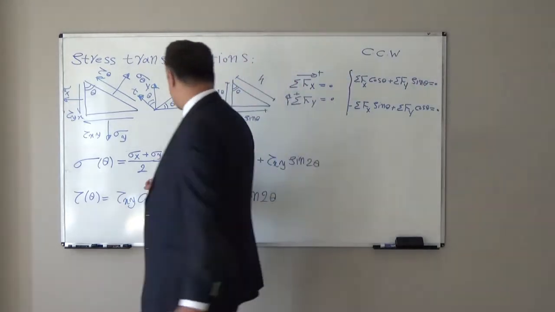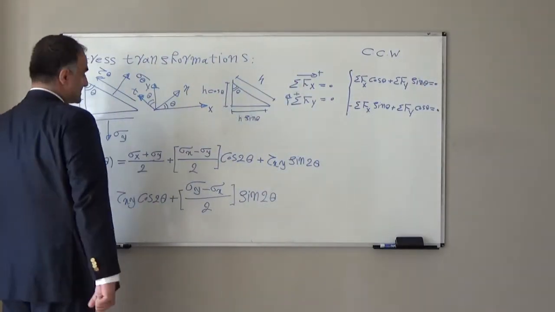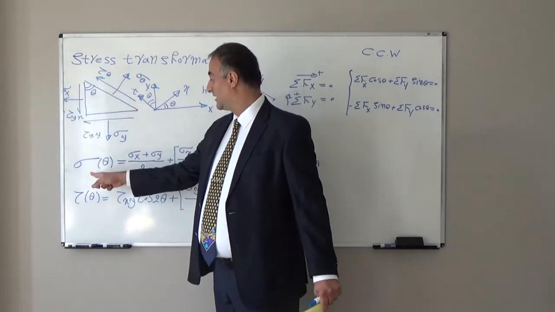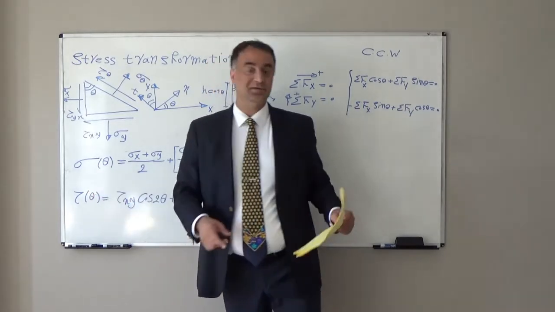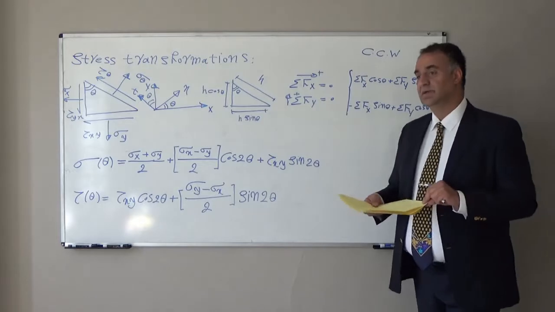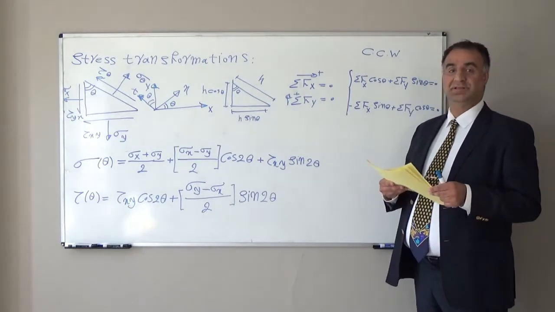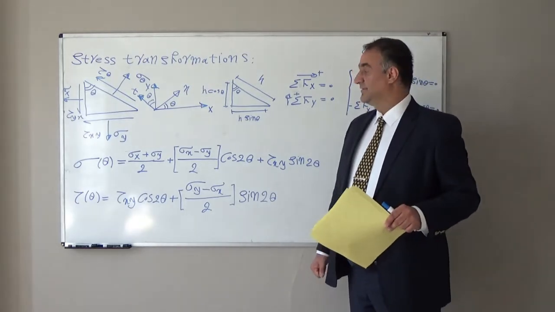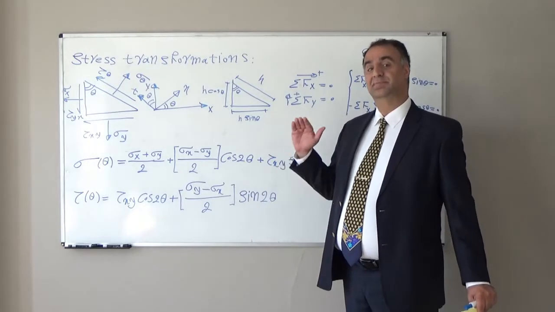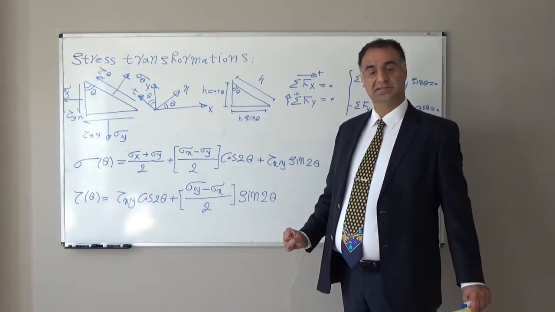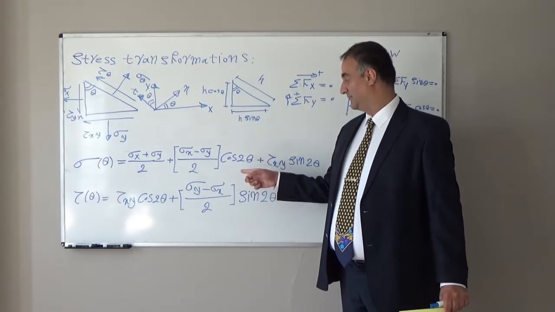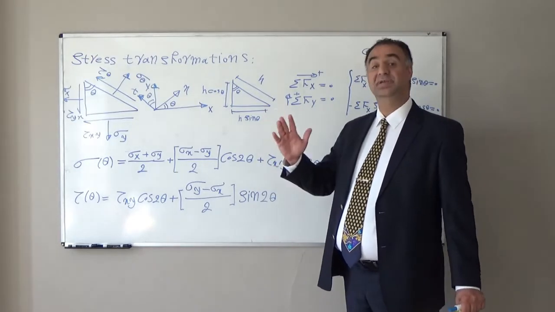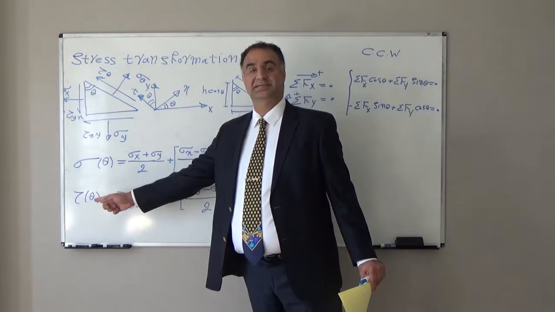So we will end up with these two equations. If we have sigma x, sigma y and tau xy, in any inclined plane, such as inclined plane theta, we can find normal stress and shear stress. Let's see how we can find maximum normal stress, minimum normal stress, and maximum shear stress. In which inclined plane will we have maximum normal stress, in which minimum normal stress, and in which theta will we have maximum shear stress?